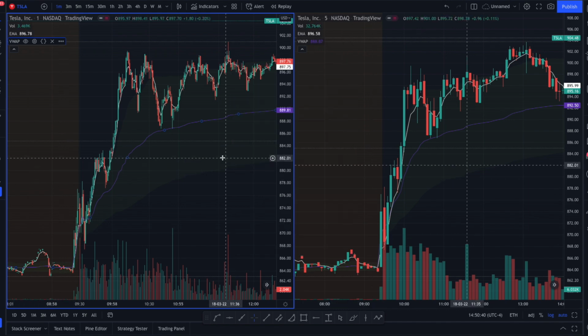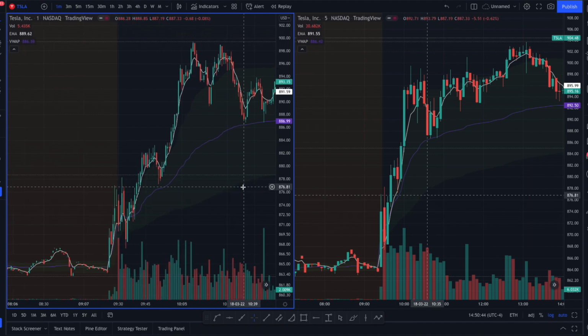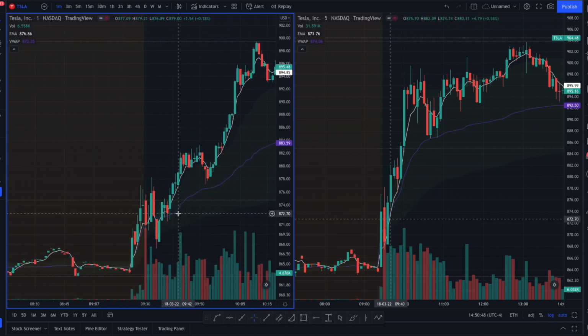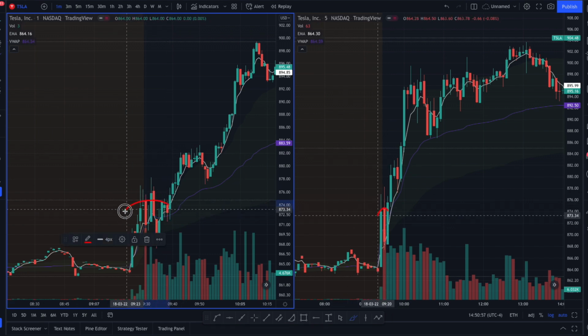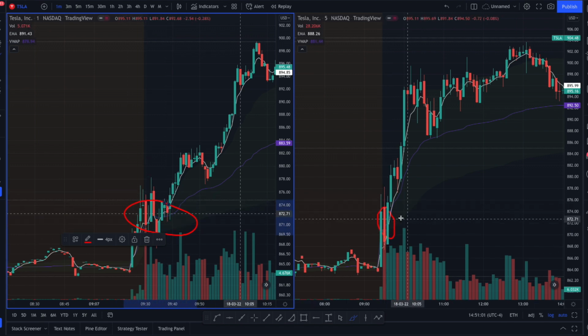Okay, so this is an example of Tesla. If we look at this right here, we want to get in when price crosses above and closes above the 5 and the value weighted average. This is where you're going to enter on the 1 minute time frame. As we can see here on the 5 minute time frame, that gives us a decent entry.